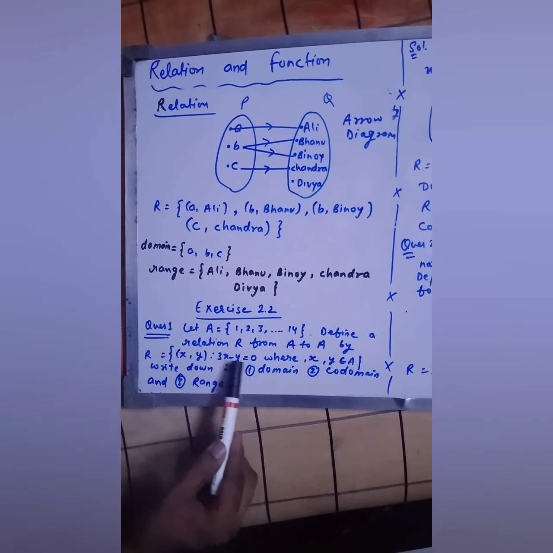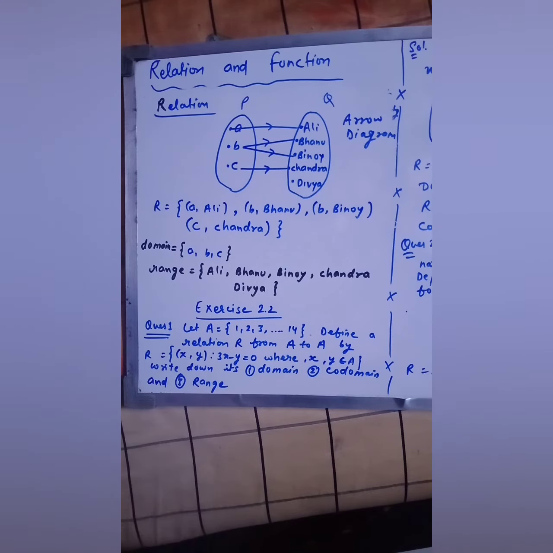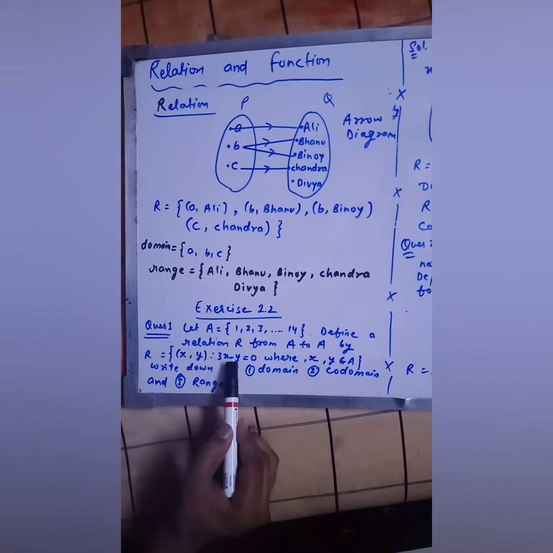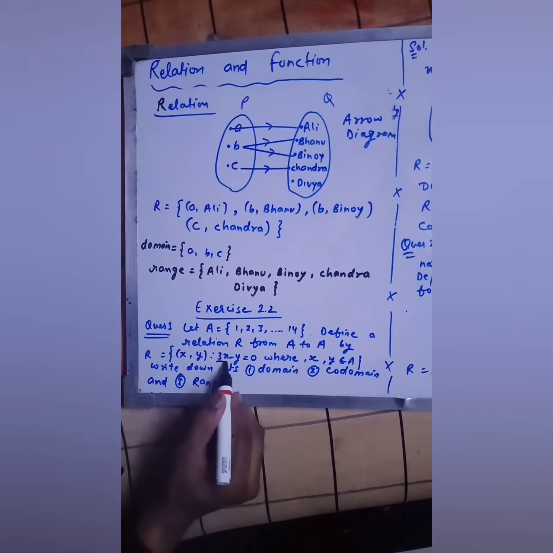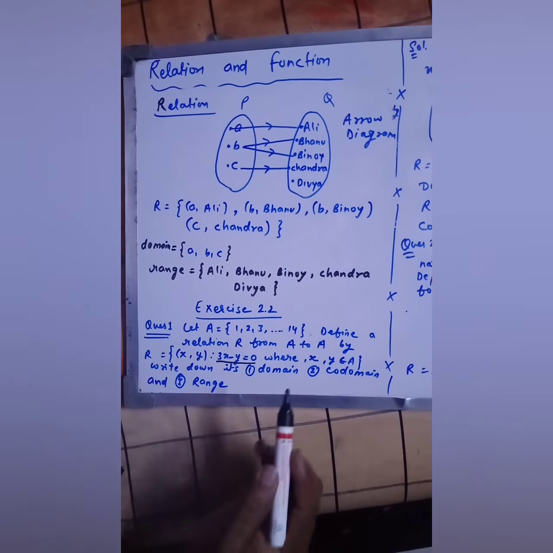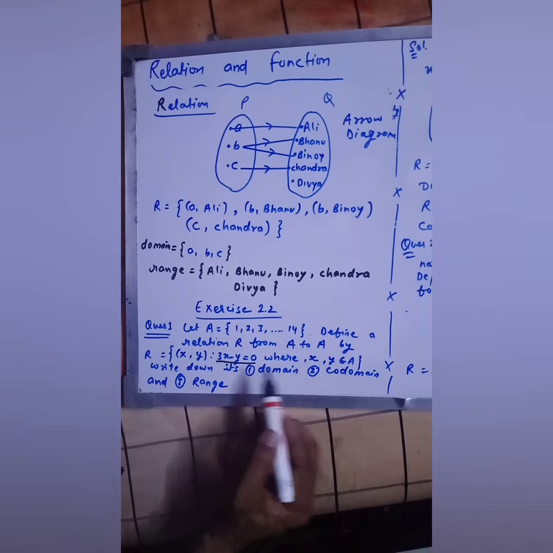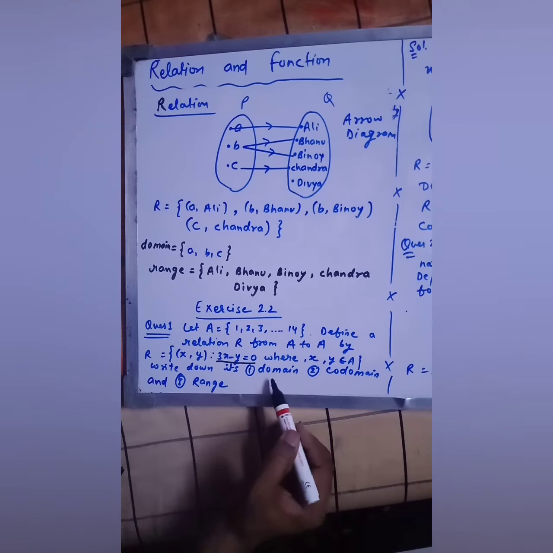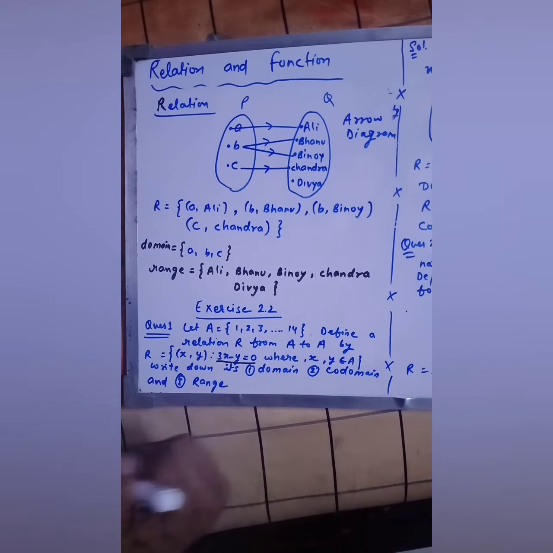I will tell you how to find the relation. It is 3x minus y equals 0, where x and y belong to A. This is the most important relation which you have to keep in your mind. Here x and y both belong to set A. Now we have to find the domain, codomain, and range. Let me adjust the next page, then I will explain how you can find the domain, codomain, and range of question number 1.